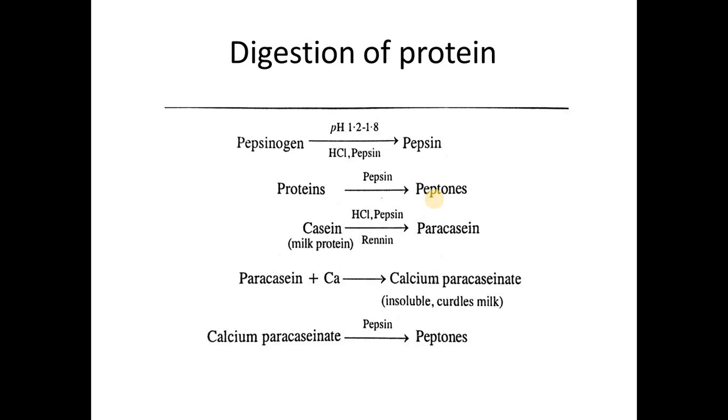And also the renin takes part in curdling of the milk by converting the casein into paracasein, and that combines with calcium. The casein, also called a milk protein, in the presence of HCl, pepsin and renin, is converted into paracasein, and this paracasein combines with calcium to form calcium paracaseinate. Calcium paracaseinate is also converted into simple molecules called peptones by the enzyme pepsin. These are the important steps that you have to remember for the digestion of protein.